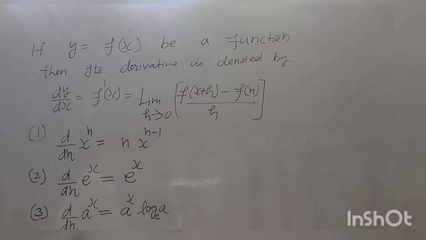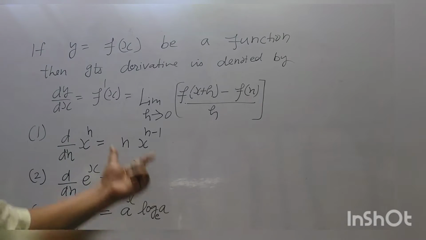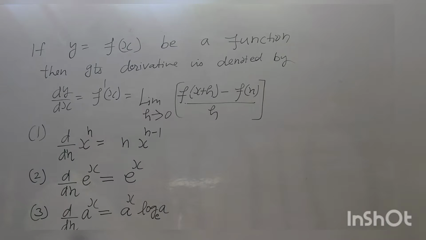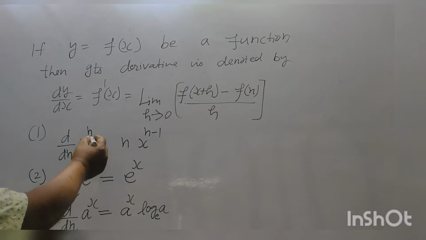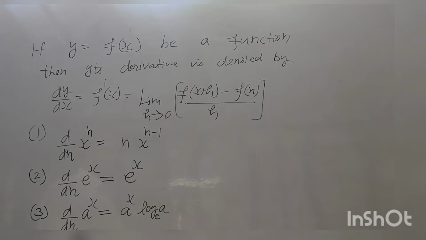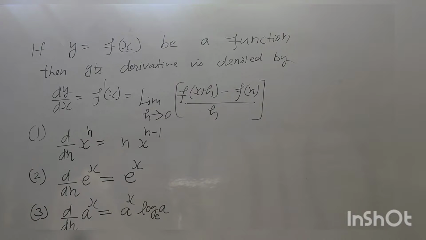Now let us discuss some important formulas which you can prove also by this method, by this first principle. The first formula is derivative of x की power n, that is equal to n into x की power n minus 1, where n is any real number. It may be negative, it may be fractions, it may be 0. Second formula is d upon dx of e की power x, that is equal to e की power x.